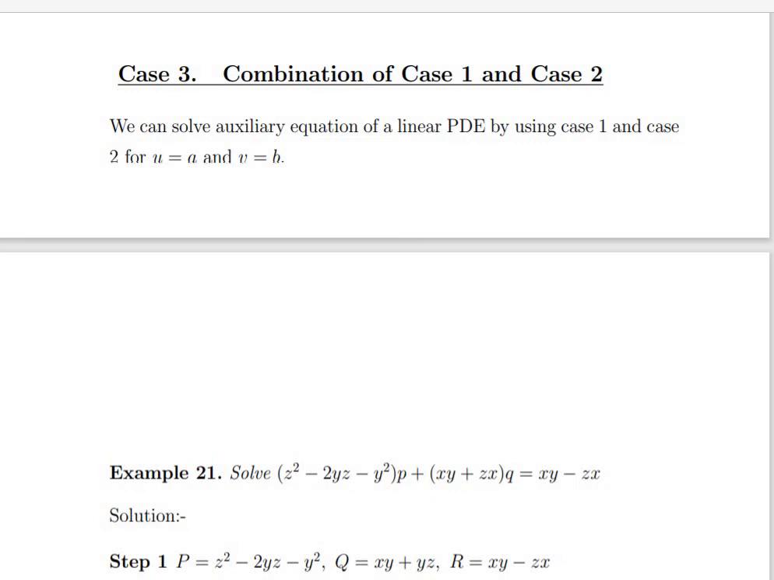So we can solve the auxiliary equation of a linear PDE by using case 1 and case 2 for u equal to a and v equal to b. We can consider a question: solve z square minus 2yz minus y square into p plus xy plus zx into q equal to xy minus zx. Here from the question itself, we can identify capital P is z square minus 2yz minus y square, capital Q is xy plus zx, and capital R is xy minus zx.